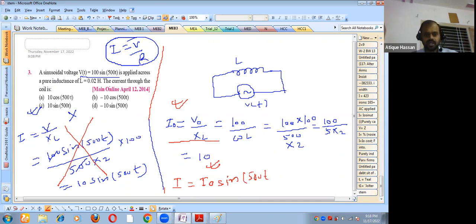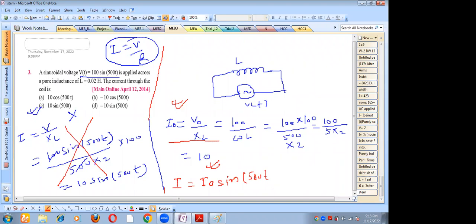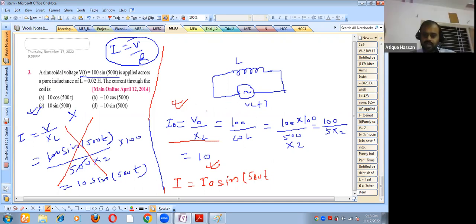We know that in the case of an inductor, current lags. In the case of a capacitor, current leads. Getting my point? I told you in the last class: C for capacitor, C for current. In a capacitor, current leads. So obviously in an inductor, current lags. So minus pi by 2. You have to write it. Got it?